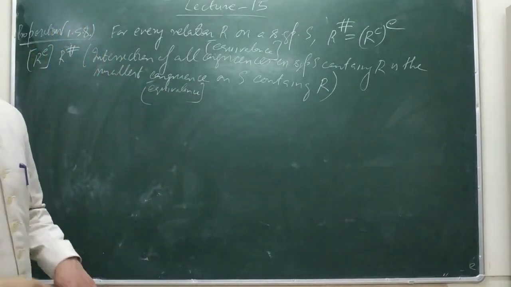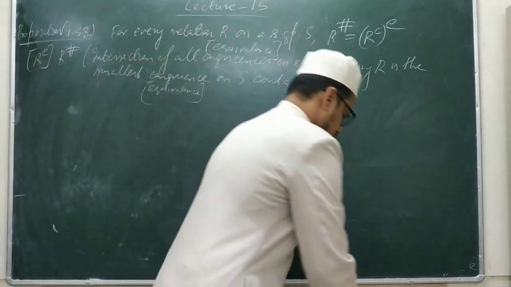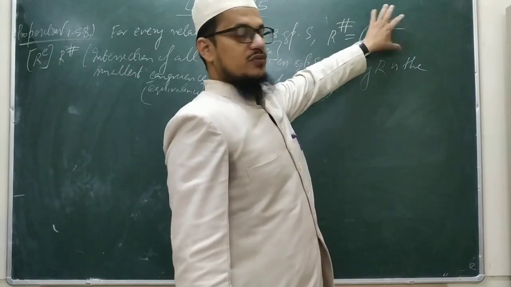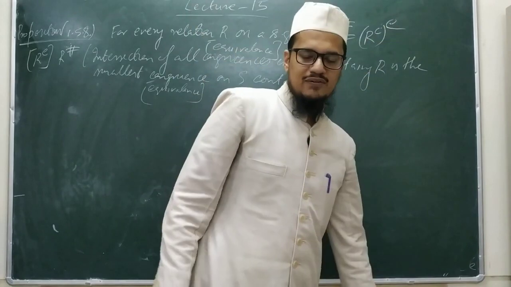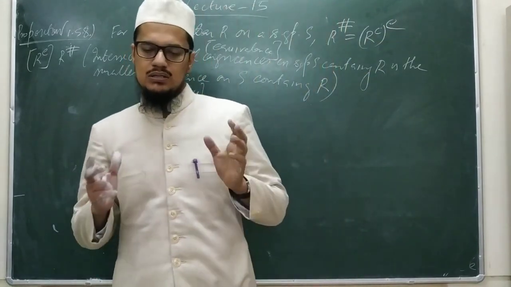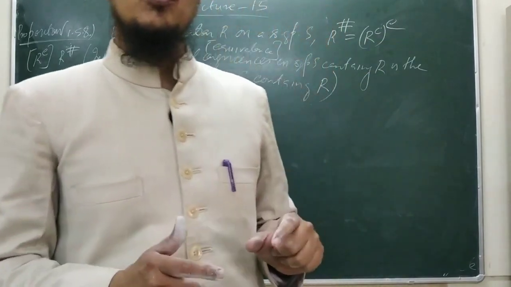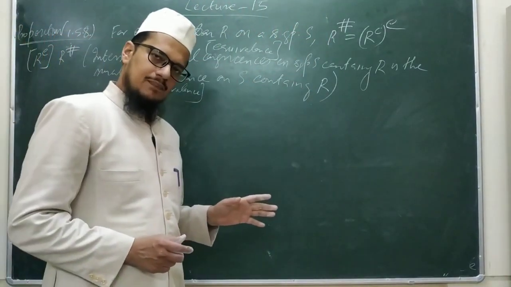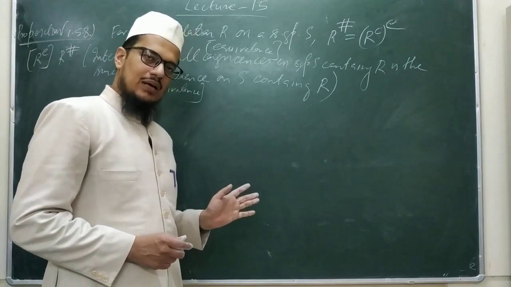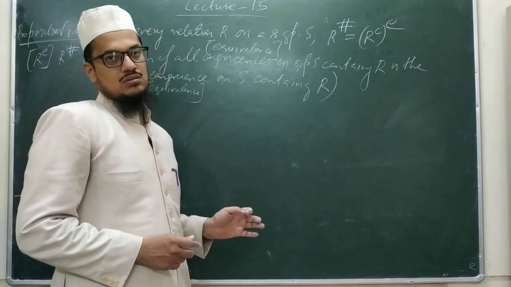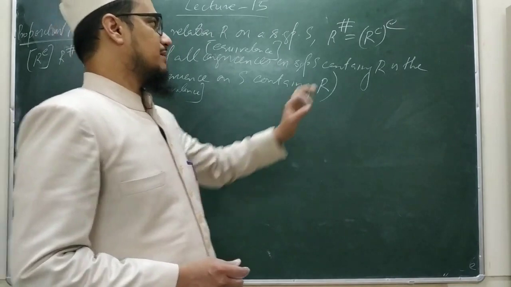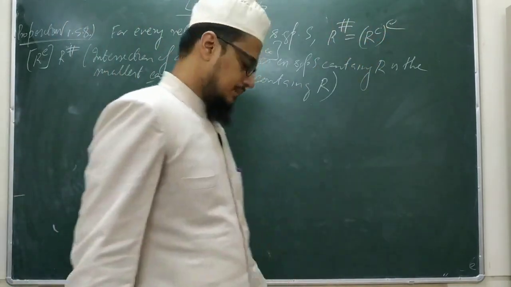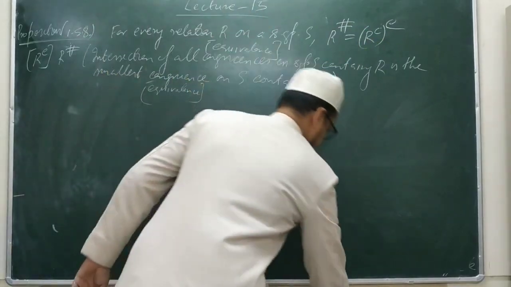So basically what we have to prove is, on the right hand side, this is RCE. Basically we have to prove RCE is the smallest congruence on a semigroup S containing R. Means we have to prove that it is a congruence on S, it contains R, and it is the smallest congruence containing R. Then it becomes equal to R hash. We read it as R sharp. So let's see how we prove this.